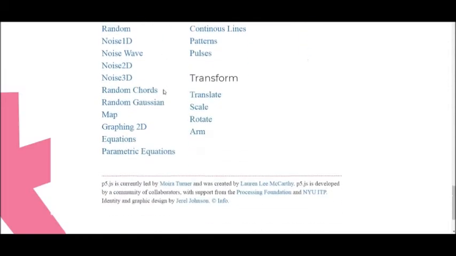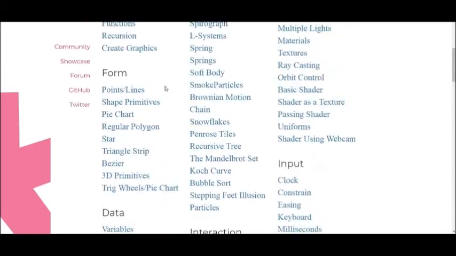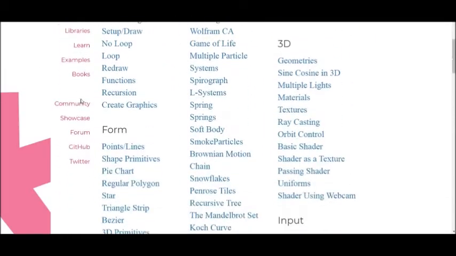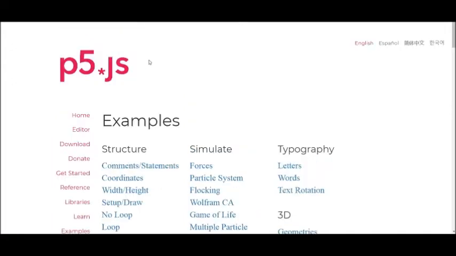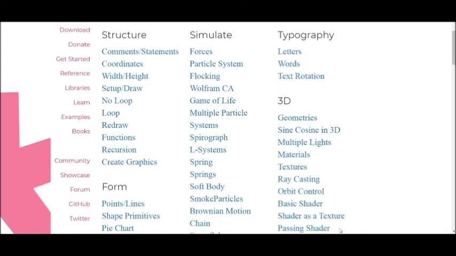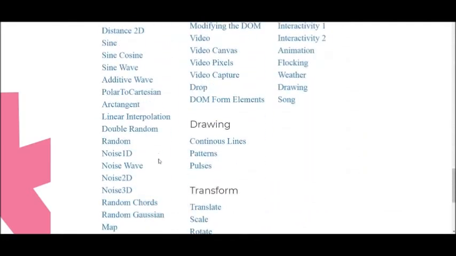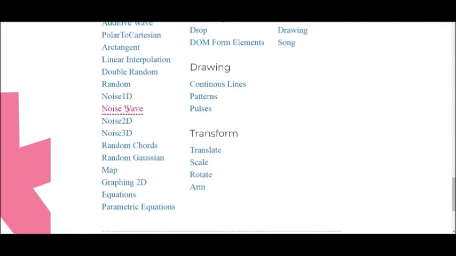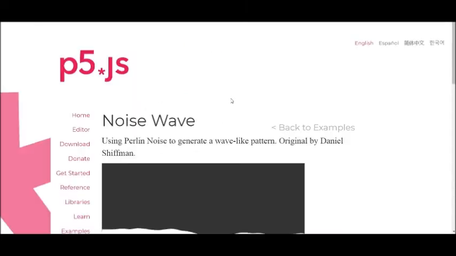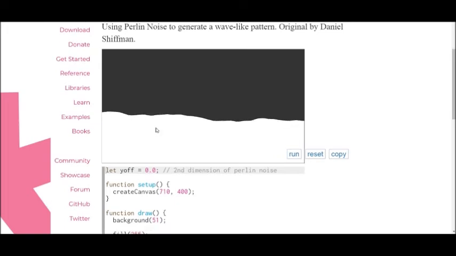So in the example page on the p5.js website, you can usually find that on a tab on the side. Just click on the example, it'll take you here, and then there's different sections. We're going to go down to the math section. We're going to find something called a noise wave. You click on that, and this is going to tell you about half of what you need to know to do this. What is a Perlin noise wave?